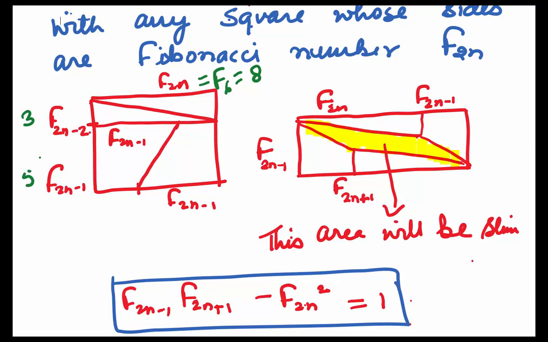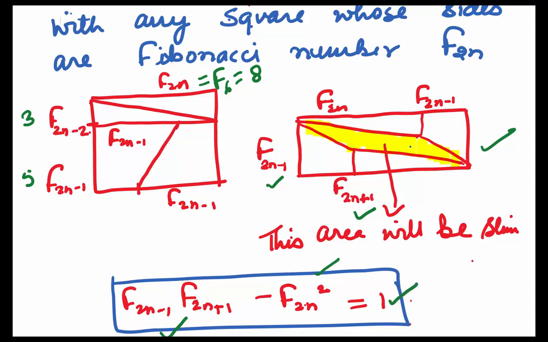Now, if you remember, we did one identity in the previous video. F of 2n minus 1 into f of 2n plus 1 minus f of 2n square is equal to 1. Just check your rectangle. The side of the rectangle is f of 2n minus 1 and the other side is f of 2n plus 1. If we multiply, we get the area of this rectangle. So here we have f of 2n minus 1 into f of 2n plus 1. And what is the area of the square? It is f of 2n square. So in this identity, we are subtracting the area of the square from area of the rectangle, and you can see it comes out to be 1.